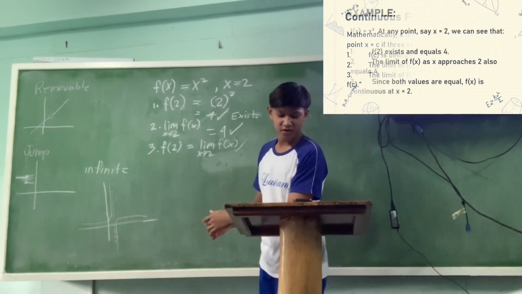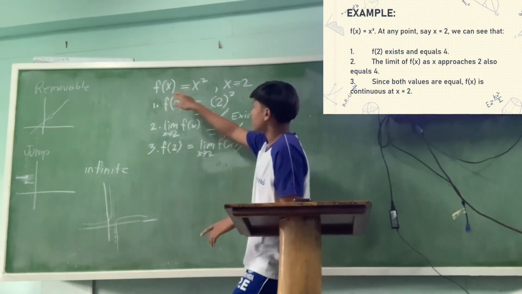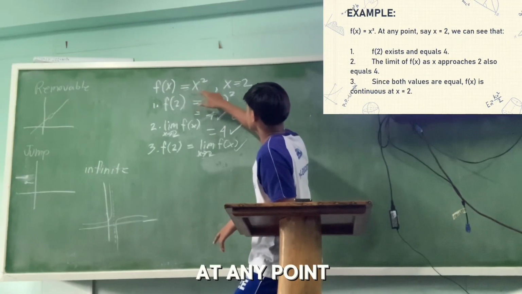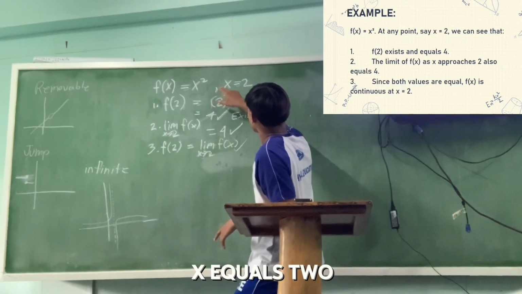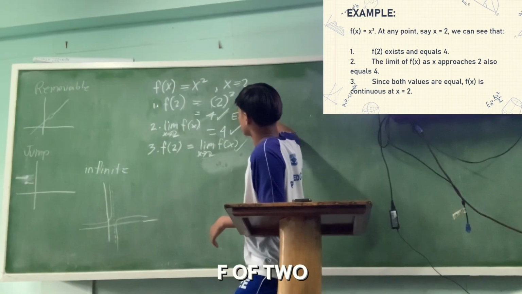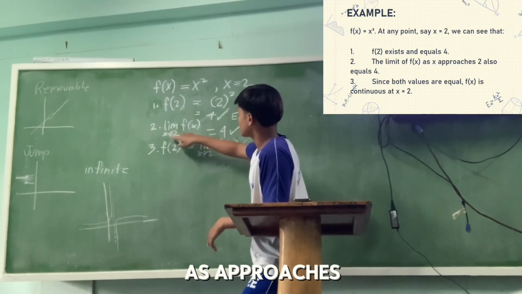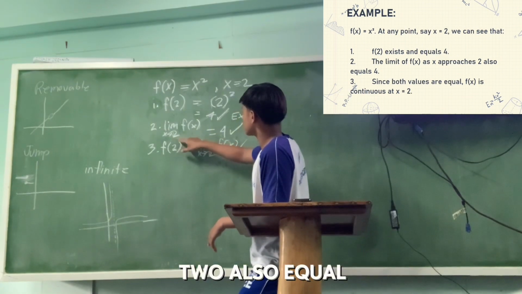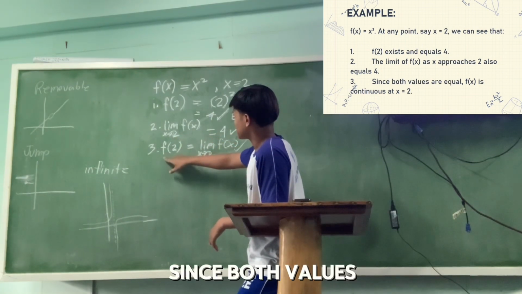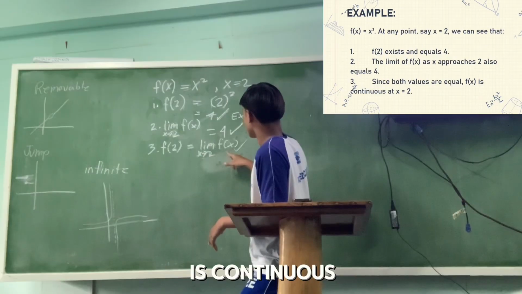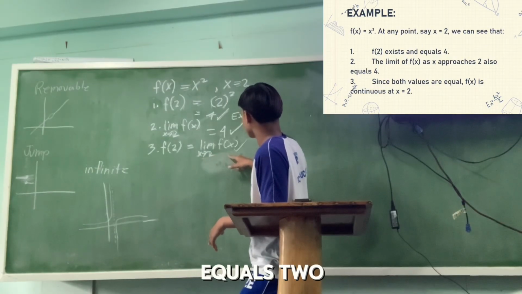For example, consider f(x) = x squared at any point, say x = 2. f(2) exists and equals 4. The limit of f(x) as x approaches 2 also equals 4. Since both values are equal, f(x) is continuous at x = 2.